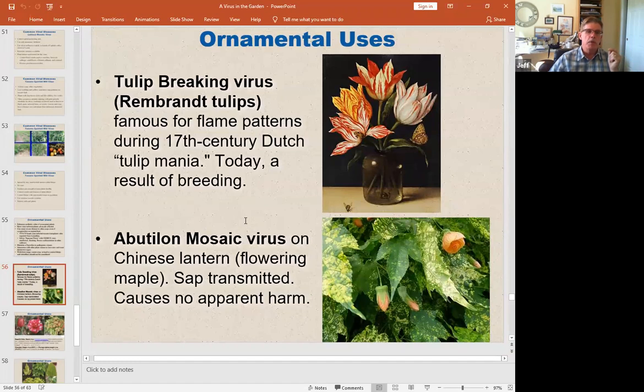The abutilon mosaic virus, which maybe you've seen, we do see this in the nursery fairly commonly. The mosaic pattern, yellow spots, green spots. It's sap transmitted, so if you handle the plant and say you went to an abutilon that does not have the virus, you may transmit it. Causes no apparent harm, but does change the appearance of the plant, positively to some, and other people don't like it.